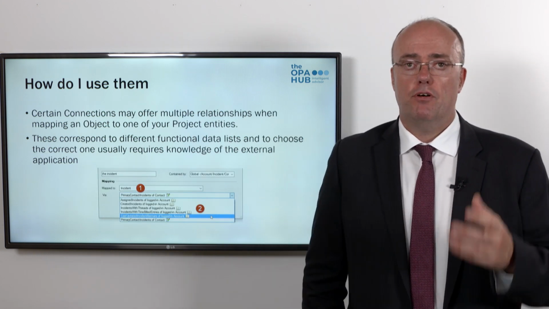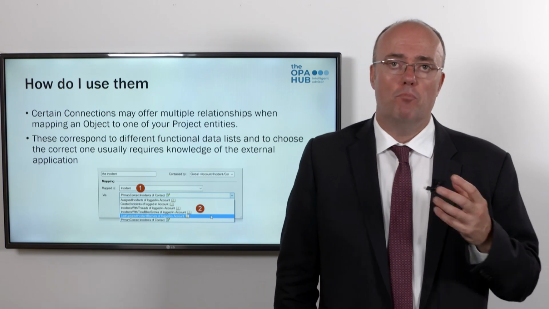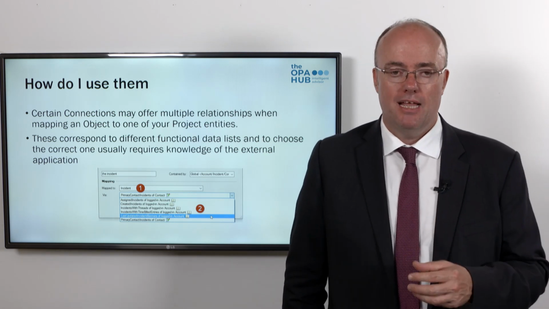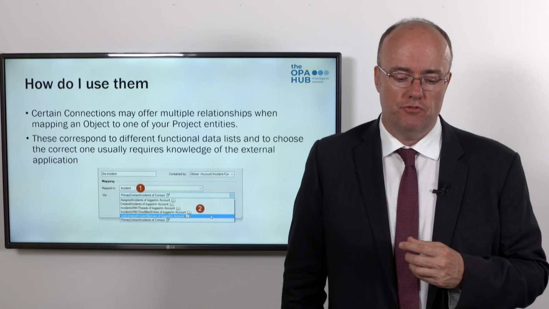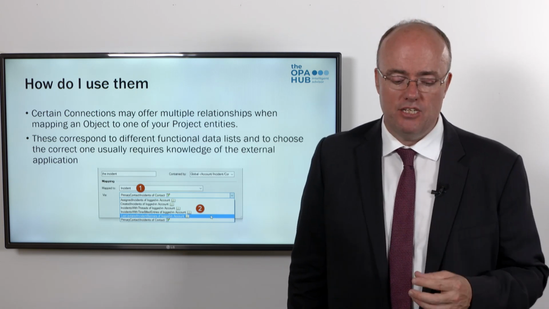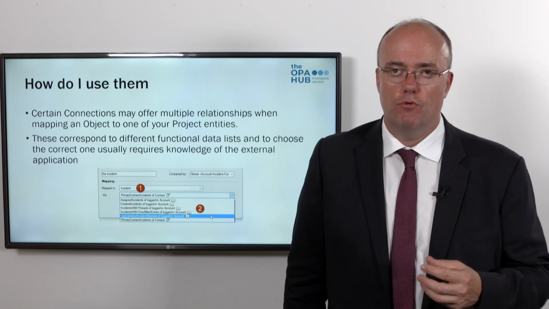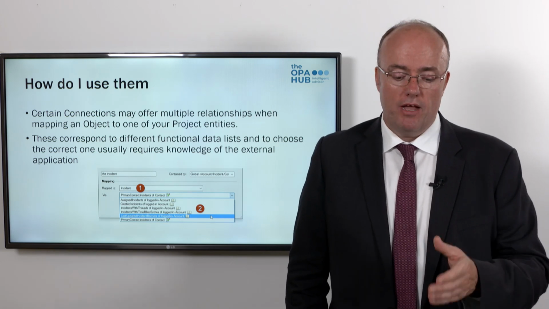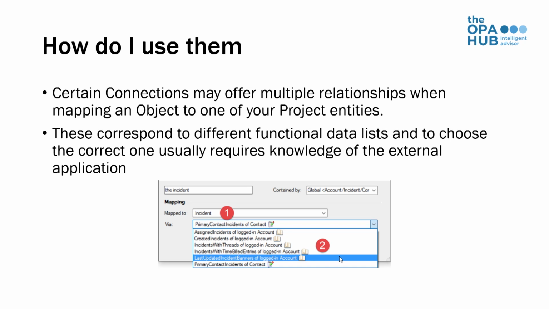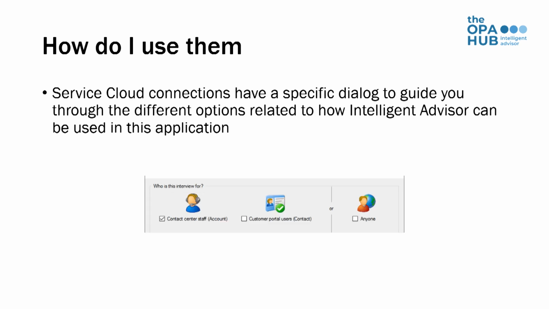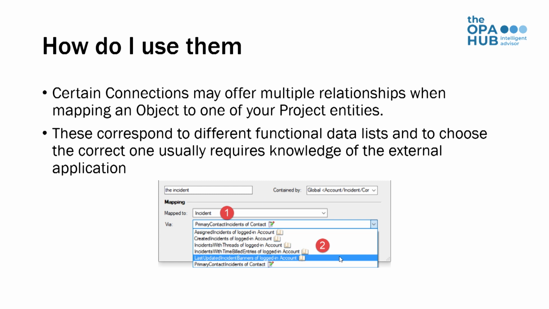I mentioned previously that when you select an entity, you're binding to an external data source. And there's one other feature that you might find useful: when you're binding your entity to a customer relationship management system, for example, you might find that there are multiple choices available to you as to how you want to bring in this data. You'll notice that I've mapped an entity called the incident. Beg your pardon. I've mapped an entity called the incident here to an object called incident in the external application. But it offers me several choices.